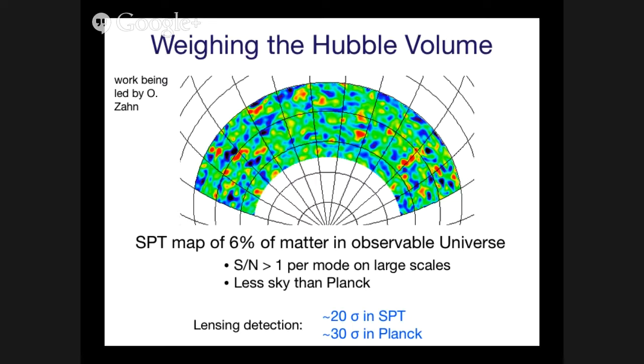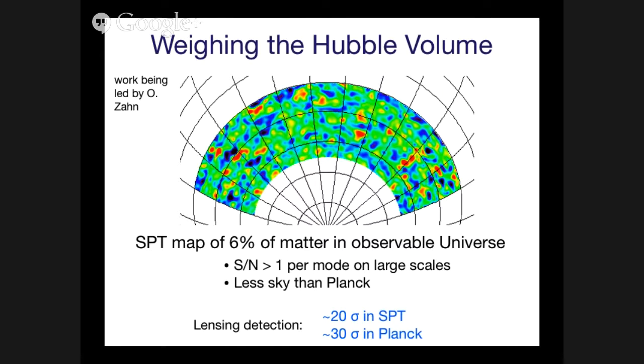This is an analysis of SPT data being led by Oliver, which I'm working on the simulations for, to understand our transfer functions. It's a mapping of 6% of the mass in the universe over 6% of the sky. Now, this is a smaller area than the Planck satellite lensing maps, but we have higher signal to noise per mode. The signal to noise is greater than 1 on these large scales. It's a realistic reproduction of what the mass distribution is. This is an estimated total signal to noise, 20 sigma versus the all-sky 30 sigma.